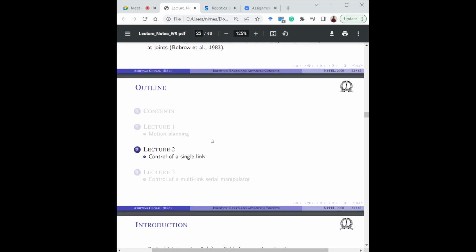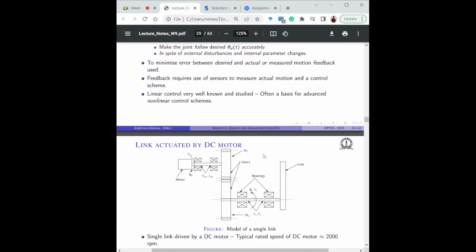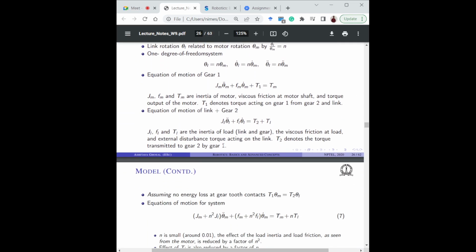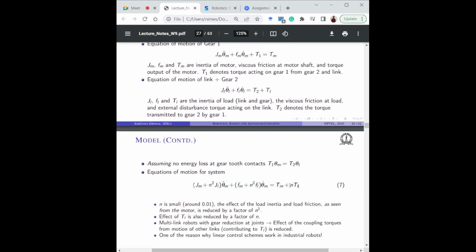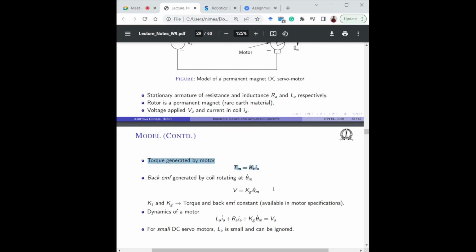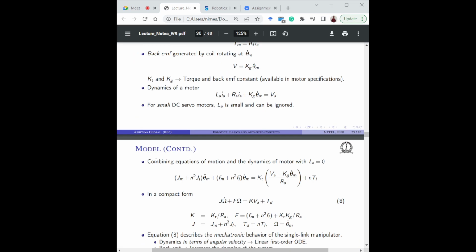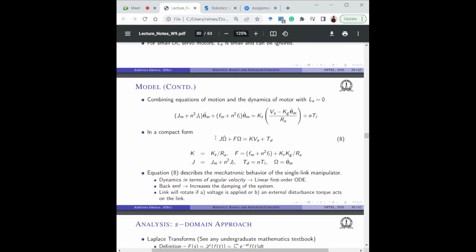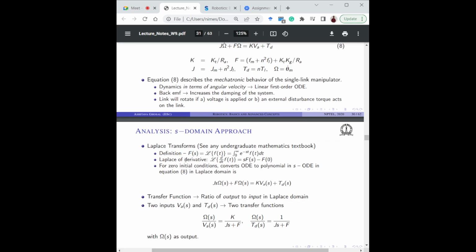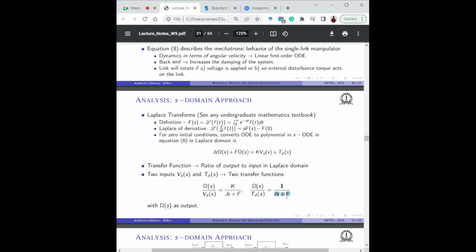Then there is control of a single link. In this control, you are first shown a model of a DC motor, a link being controlled by a DC motor. Sir derived and showed you the equation of motion of this system, and through this equation of motion, went into the Laplace domain. This is the final equation of motion, and in compact form it is written like this. From here, Sir took the Laplace transform into the S domain, and what was finally written is the transfer function of this system.